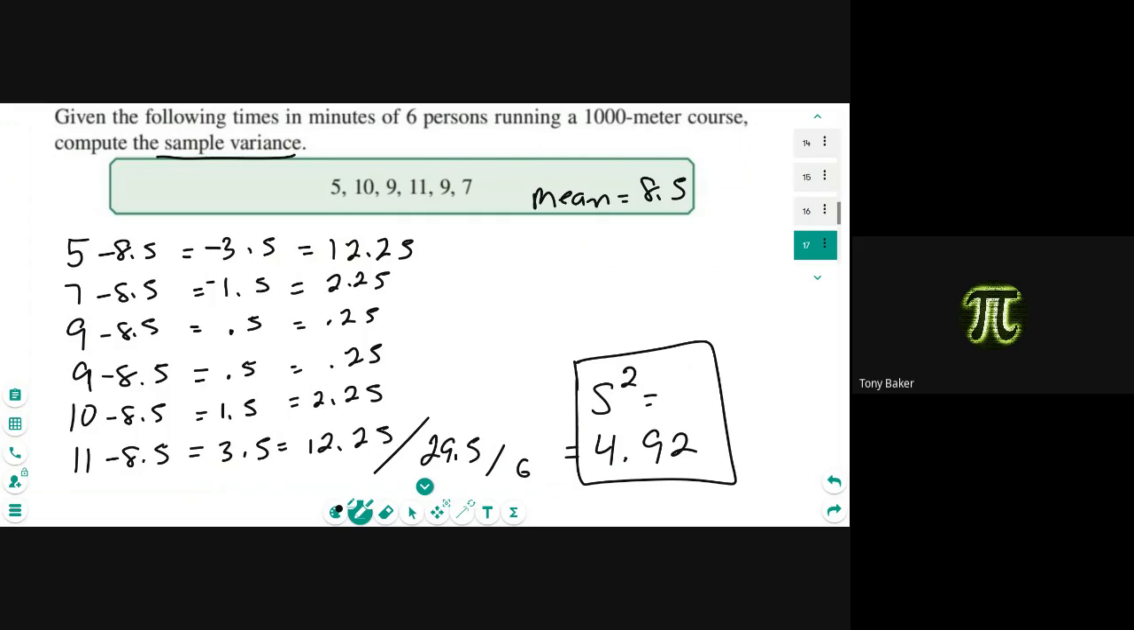So, did I do that wrong? Yeah, the 11 shouldn't be 3.5, that should be 2.5. 11 minus 8.5. Oh, you're right. It's 2.5. Is that one 3.5 or is that one 2.5? 5 minus 8.5 is negative 3.5. Okay. All right. Start over. I'm just kidding.